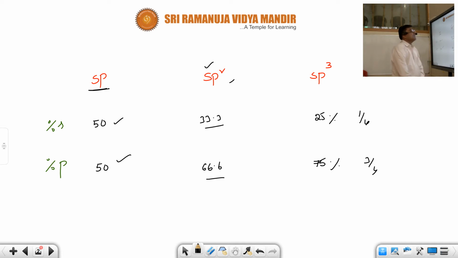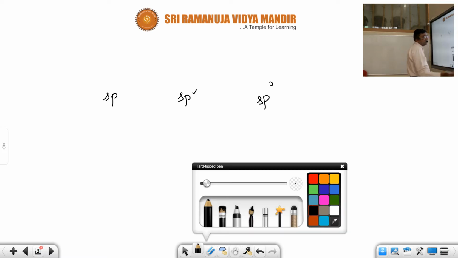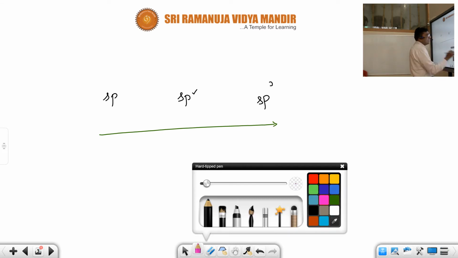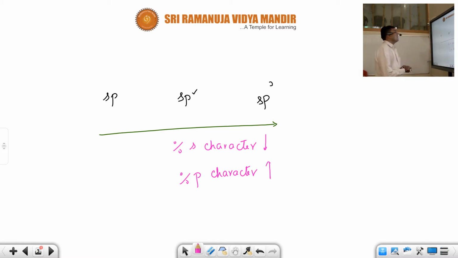So these are some of the basics you are expected to know. Why? Let us see here, because I'm going to teach you something. SP hybridization, SP2 hybridization, SP3 hybridization. Now listen very carefully. As you go this way, percentage S character decreases and percentage P character increases. This is a very important point.